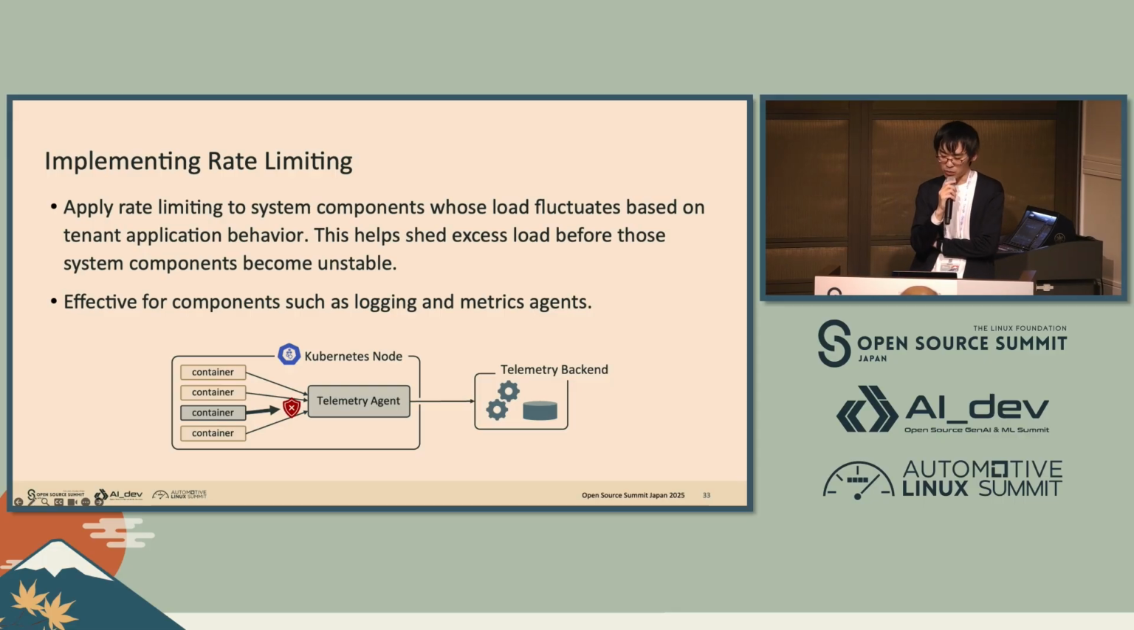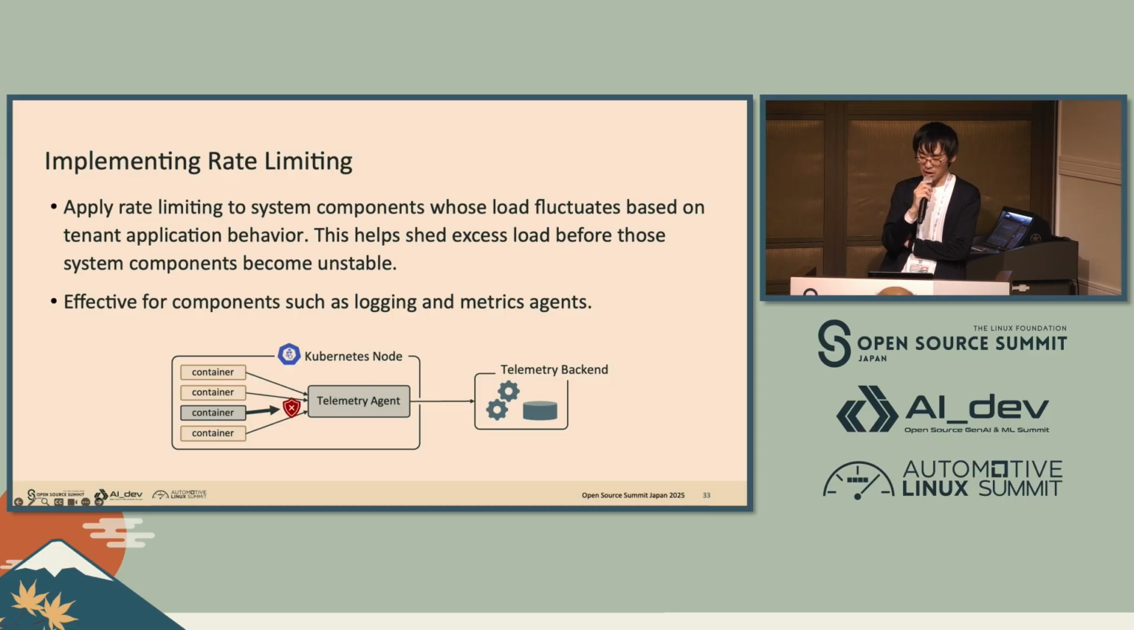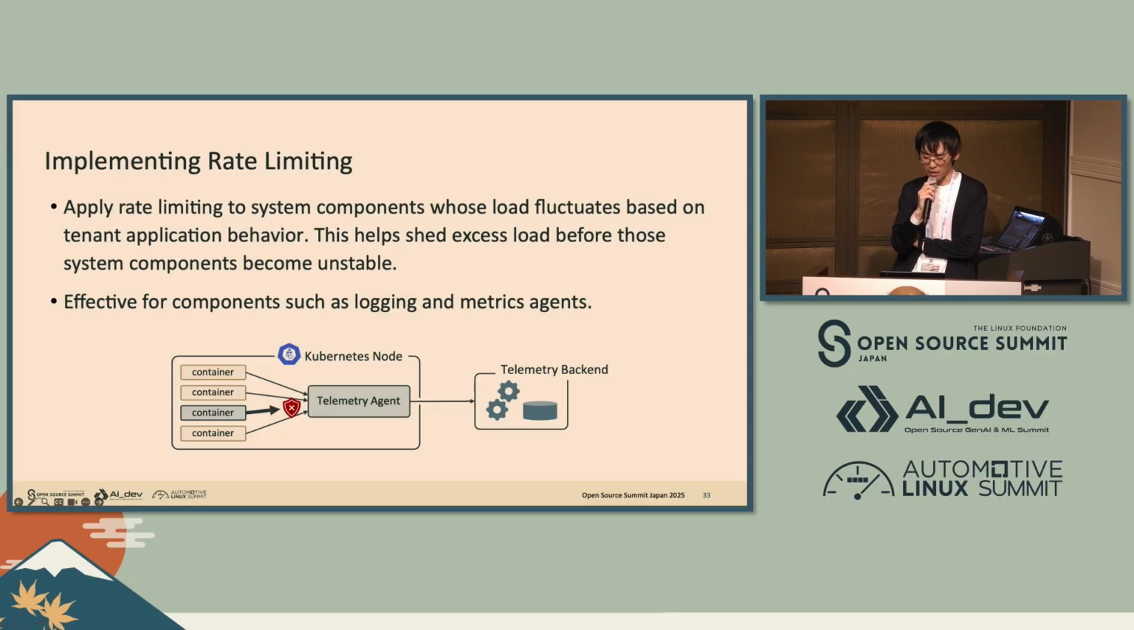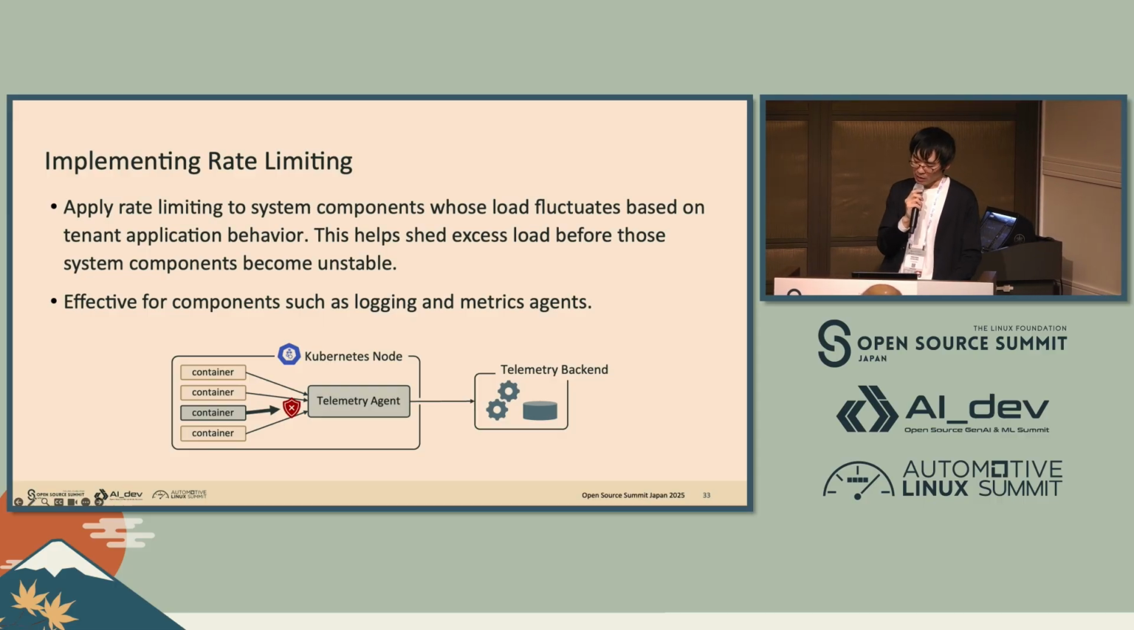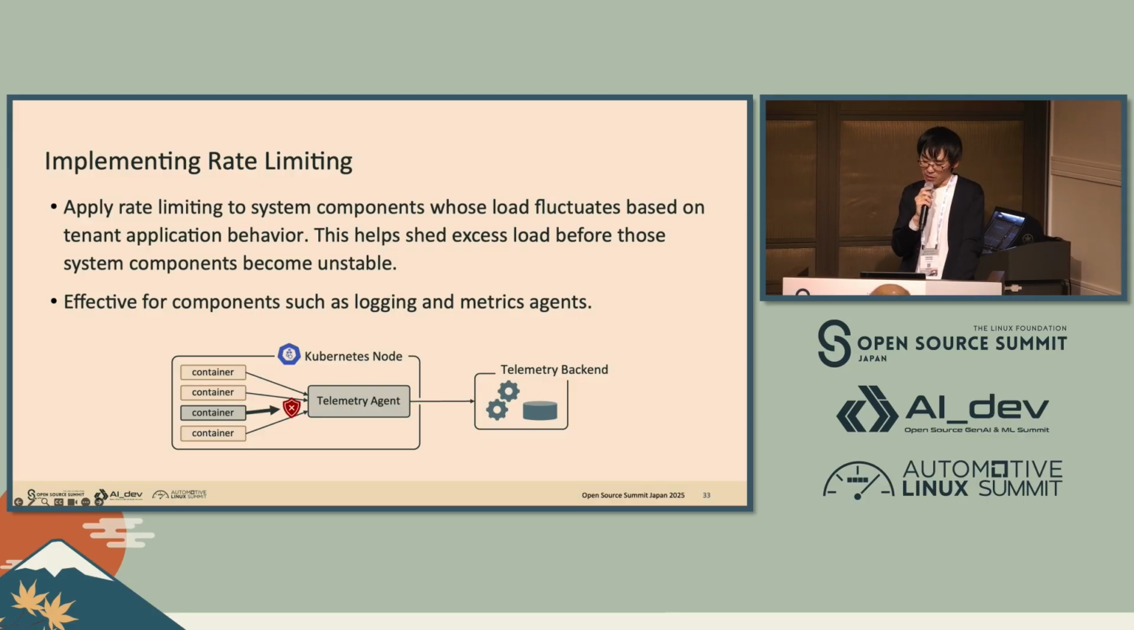And another practice for protecting system components is implementing rate limiting. And here is an example. Imagine you run an agent on each node to collect metrics. That agent gathers metrics from all tenant applications in the same node. If one tenant suddenly emits a huge amount of metrics, the agent may not keep up. It can become unstable, and that instability can affect other tenants as well.